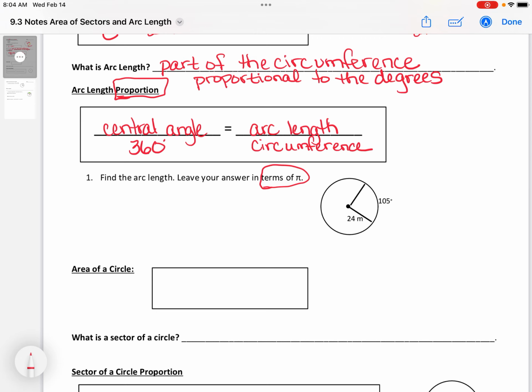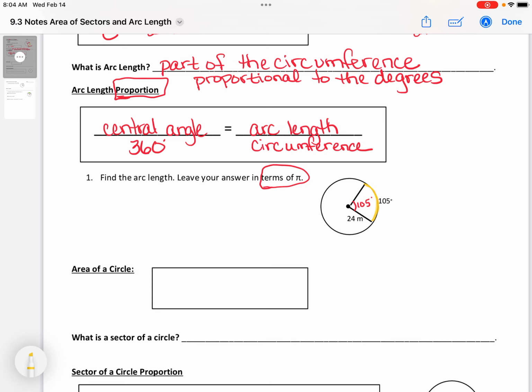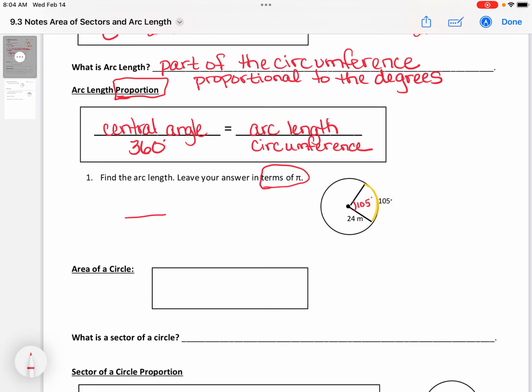So when we look at number 1, this is 105, and I'm looking for this arc length. So you could say it's 105, but that's not really what we want. We want it in terms of pi. So my first fraction is going to be 105 over 360. And my second one is going to be x, because we don't know the arc length, over 2 times 24 times pi.